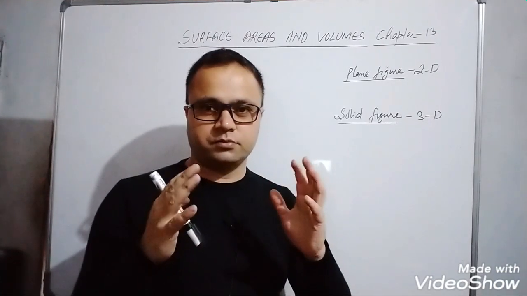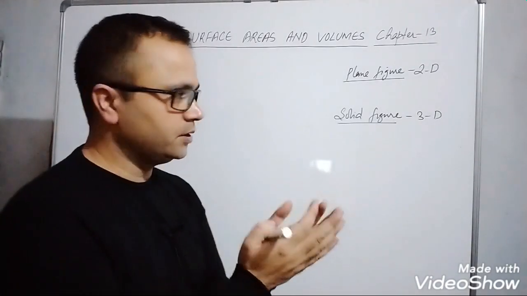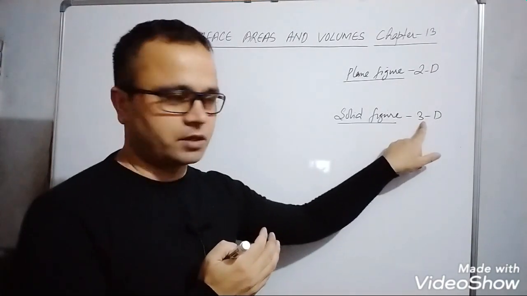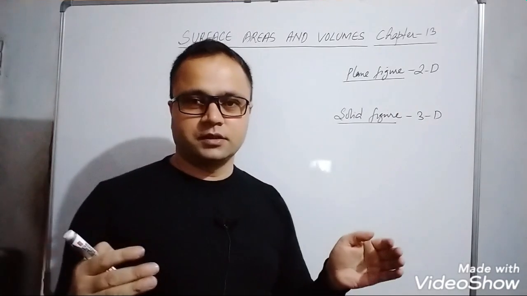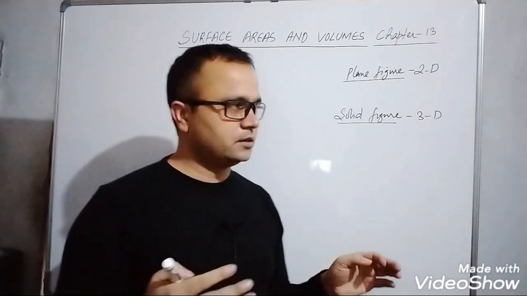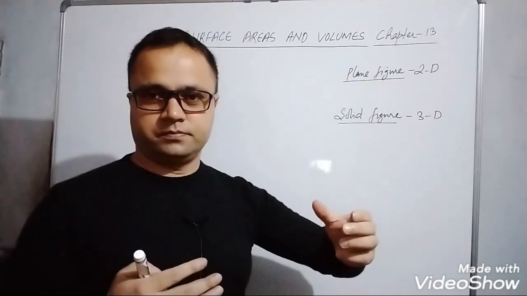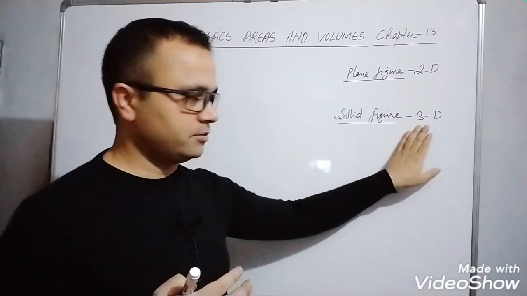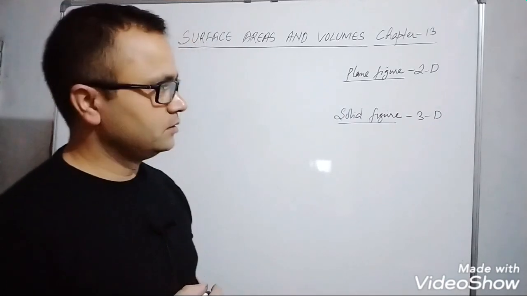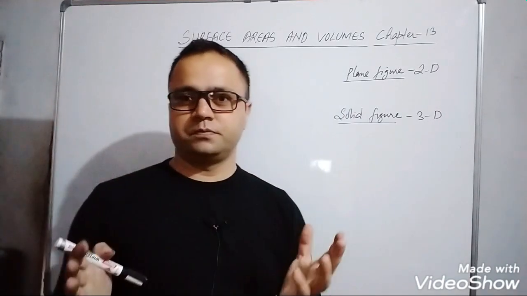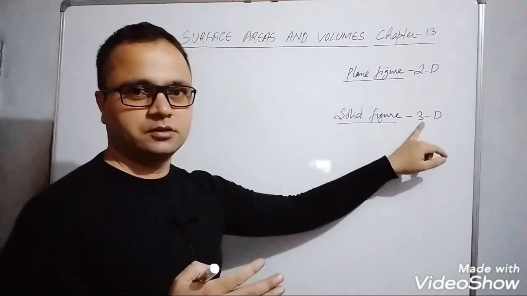Suppose you have a football. A football is a spherical shape because of 3 dimensions. We have a cylinder, the shape of a cylinder is because of 3 dimensions. Cone, the shape of a cone is because of 3 dimensions. Cuboid, cube, these all are because of 3 dimensions.